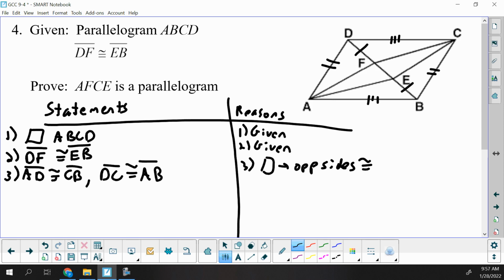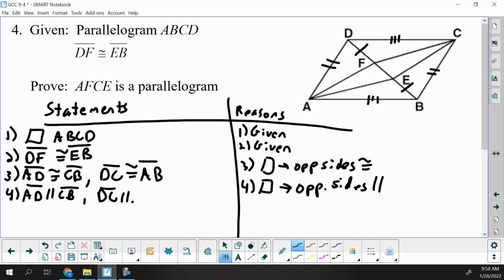Well, because we've got one of the diagonals there, if we can get the opposite sides parallel, we can eventually do some congruent alternate interior angles. So let's next do parallelogram in the big one implies opposite sides parallel. And we'll say AD is parallel to CB, DC is parallel to AB. We can put our arrowheads on, and remember, that does not mean congruent. That means that they are parallel.